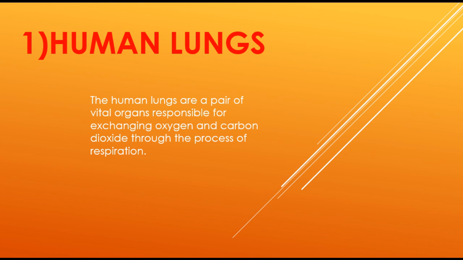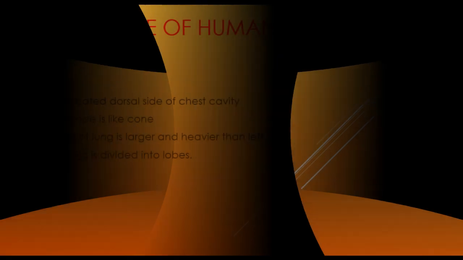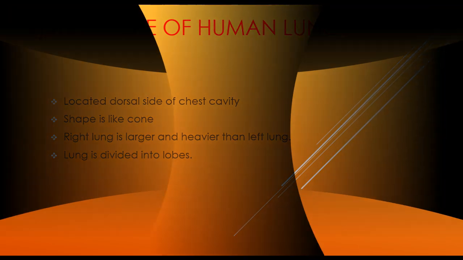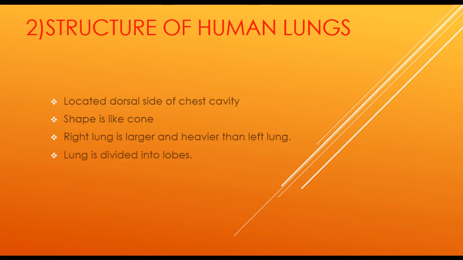2. Structure of human lungs. It is located on the dorsal side of the chest cavity, protected by the ribcage and diaphragm. Its shape is like a cone, with the apex at the top and the base at the bottom. The right lung is larger and heavier than the left lung. Each lung is divided into lobes. The right lung has 3 lobes and the left lung has 2 lobes according to their structures.